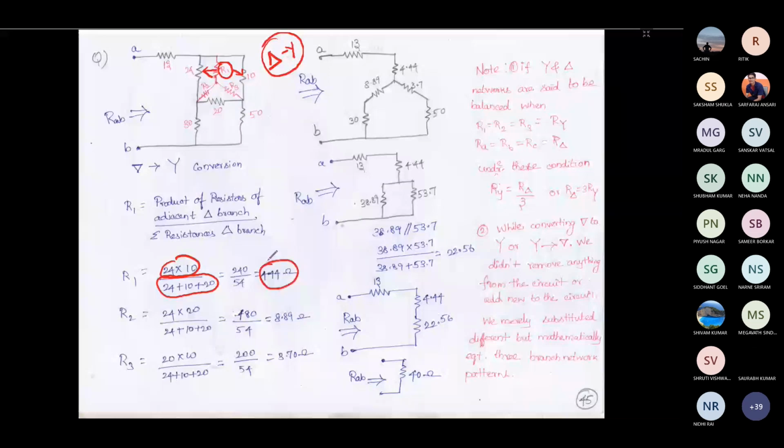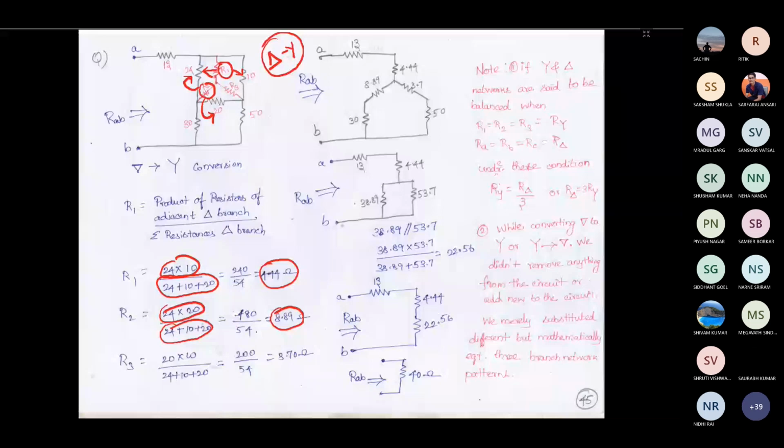Then for R2, you see what the nearest resistances are. The 24 ohm is the nearest resistance and this 20 ohm is the nearest resistance. So you multiply for the numerator, and for the denominator you do the summation of all three. Then the value comes as 8.89 ohm directly here.